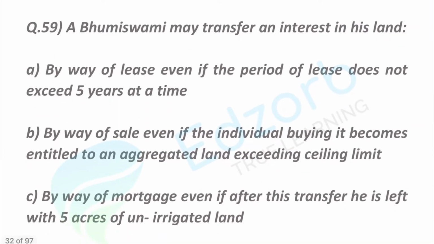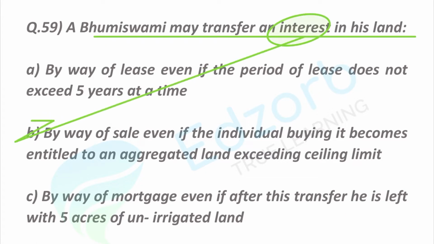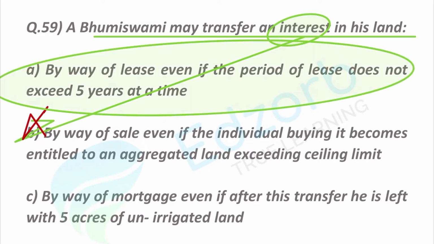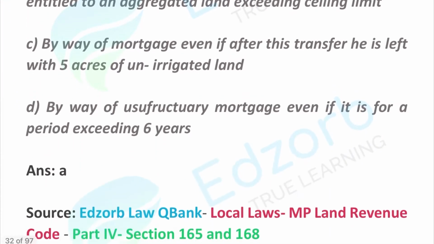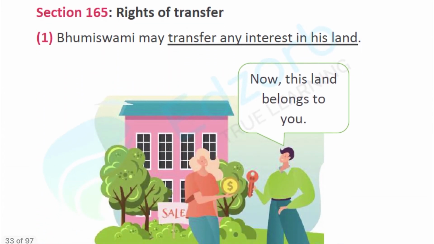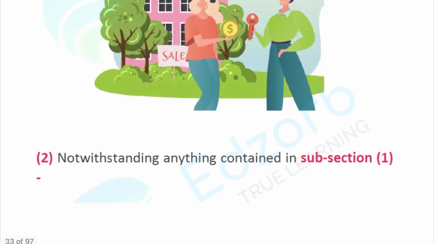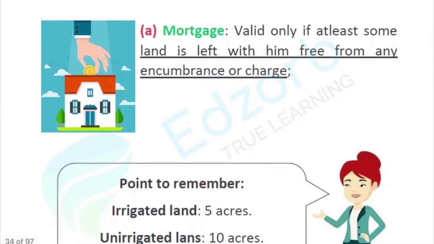Question number 59. A Bhumi Swami may transfer an interest in his land. Now by way of interest, I think we can exclude option B. Note that answer A was the correct one. By way of lease, even if the period of lease does not exceed 5 years at a time. So section 165 says that Bhumi Swami can transfer any interest in his land subject to conditions which are stipulated in subsection 2. Now a mortgage is valid if some land is left with him.